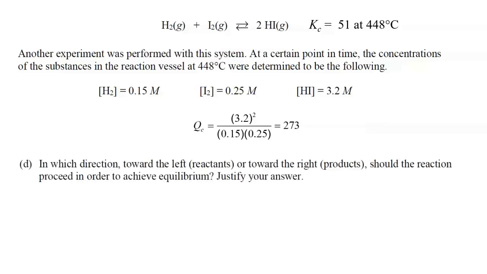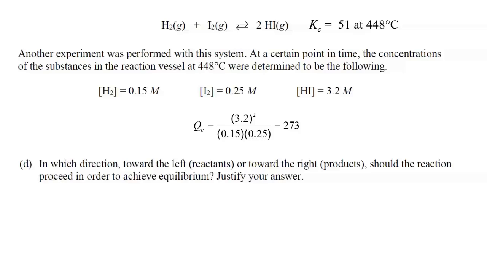Now, part D of this question is a follow-up to part C. So we've already calculated that QC equals 273, and we've established that we're not at equilibrium yet. In which direction, toward the left, reactants, or toward the right, products, should the reaction proceed in order to achieve equilibrium? Justify your answer. Remember that it's products over reactants for this reaction quotient or the equilibrium constant.